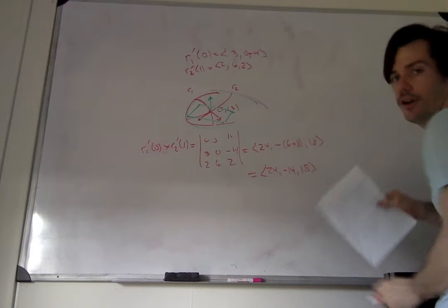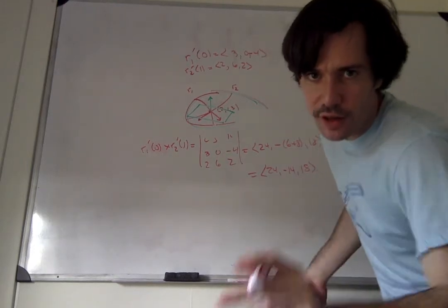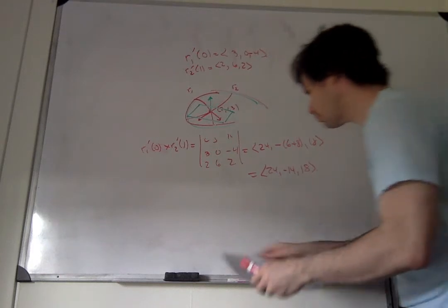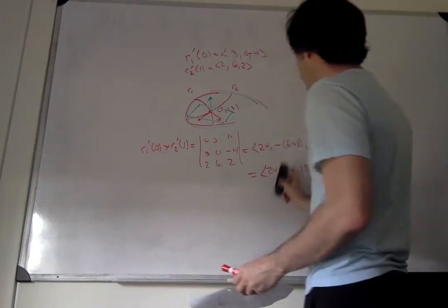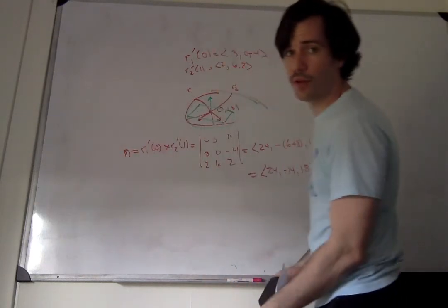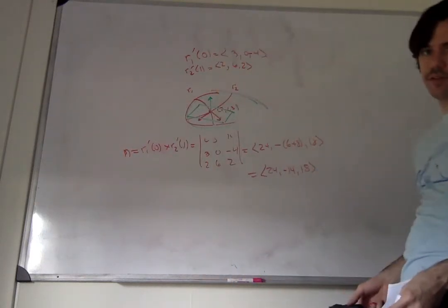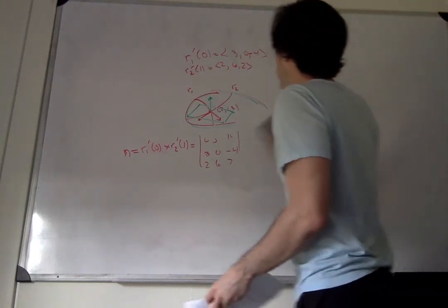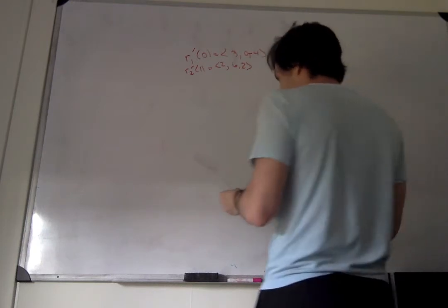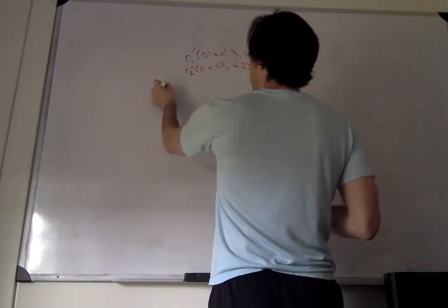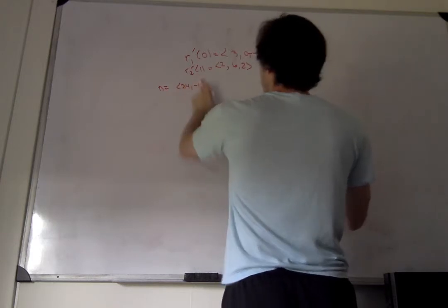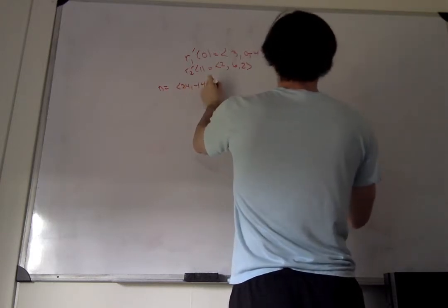Go ahead and pause the video and check it for yourself, do the calculation. Once you have that vector, we're going to call that n, because that's our normal vector. So you have that. Let's erase it. Now we're going to use that vector n, which is 24, minus 14, and 18.